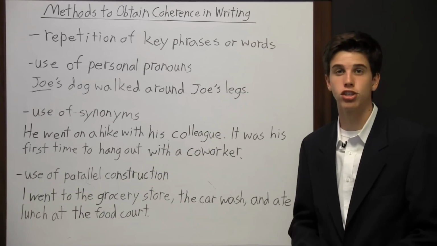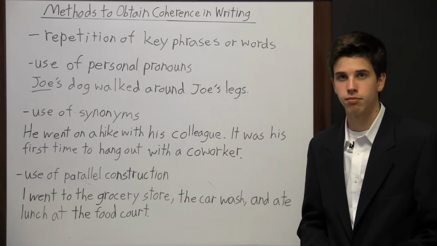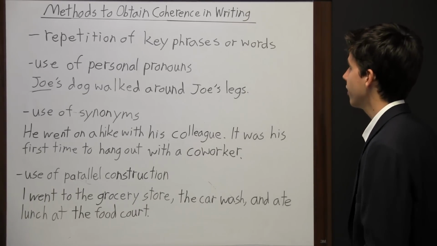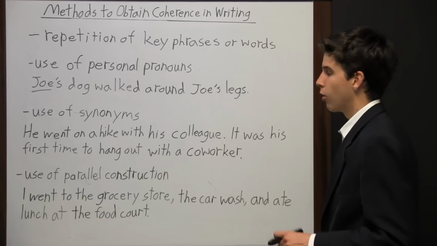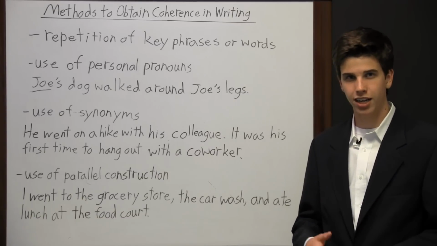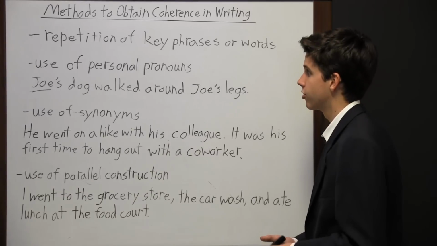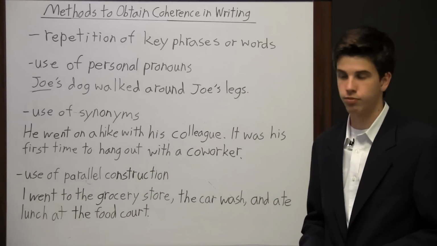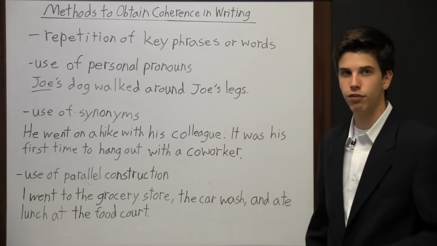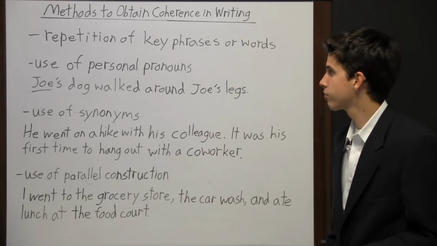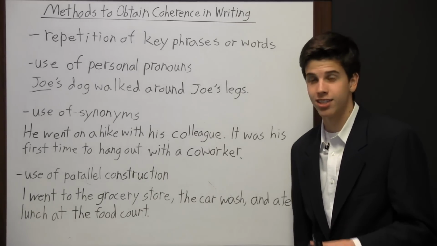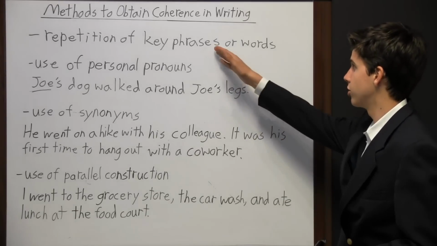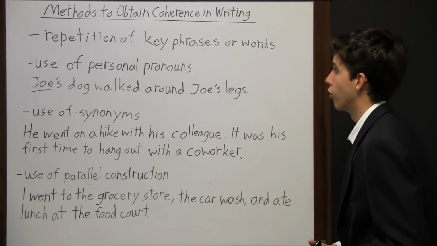ACT English Strategy. I want to go over 4 methods to obtain coherence in writing. So when I talk about coherence, I'm talking mainly about consistency. And so one method is by the repetition of key phrases or words. When you repeat key phrases or words, you are establishing consistency in your writing, because the reader can see your consistency because you're using the same phrases and words over and over.